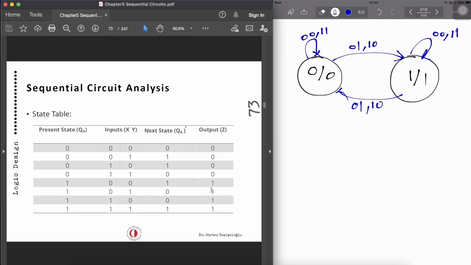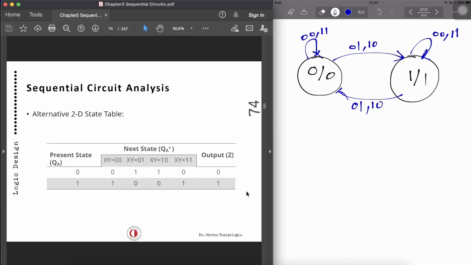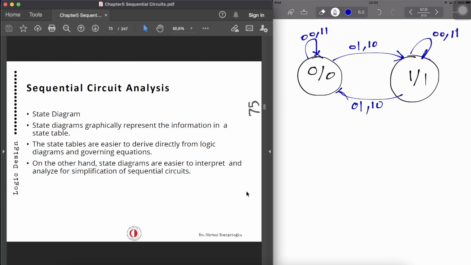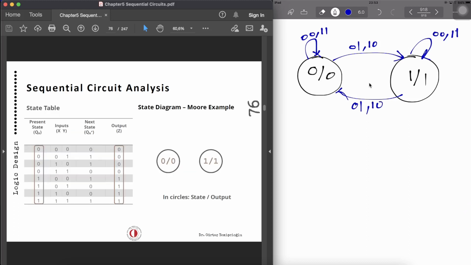And we are done with the analysis of this circuitry as well. You can draw the 2D state table. That's also acceptable. State diagrams graphically represent the information in the state table, and they're easier to derive directly from logic diagrams and their equations. And we have to use them in the analysis of sequential circuits.